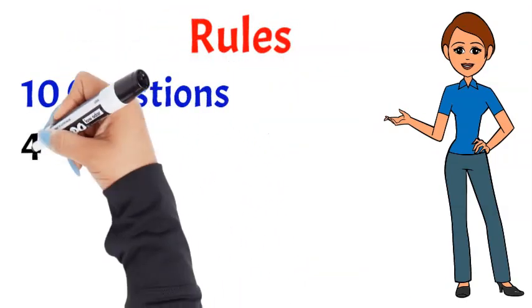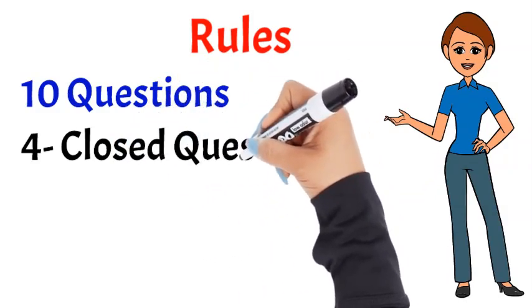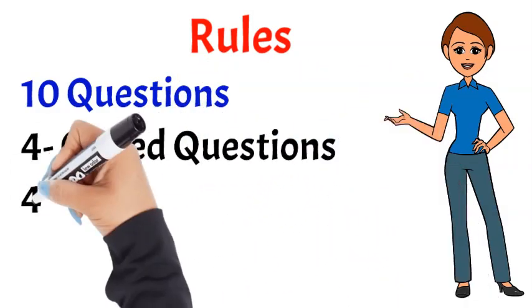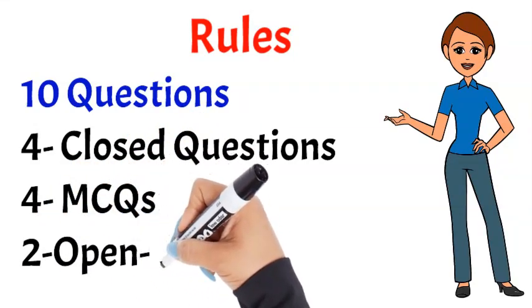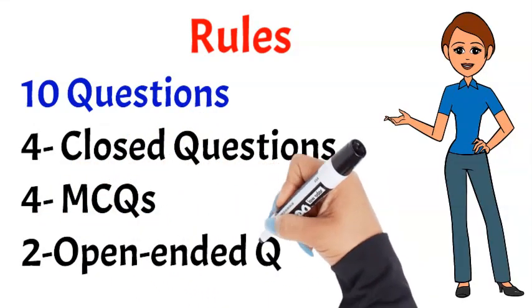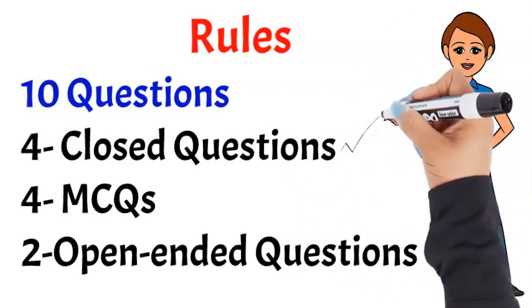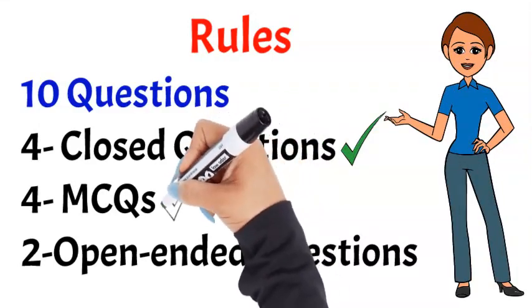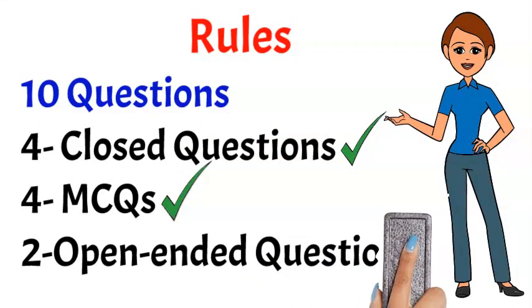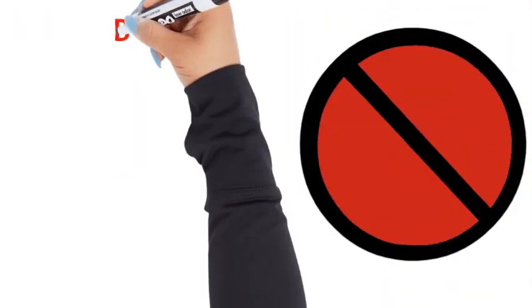So it's 10 questions in total, in which 4 questions are going to be closed questions and the other 4 would be multiple choice questions. And in the end, you are going to have 2 open-ended questions. A closed question is a question which ends up with a yes or no answer. Multiple choice questions have options and open-ended questions require an opinion.